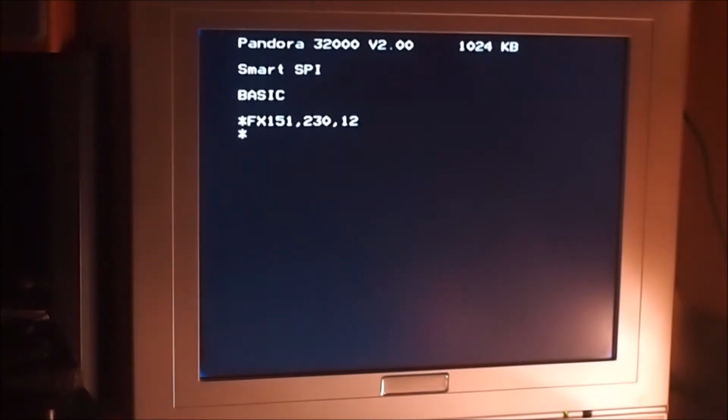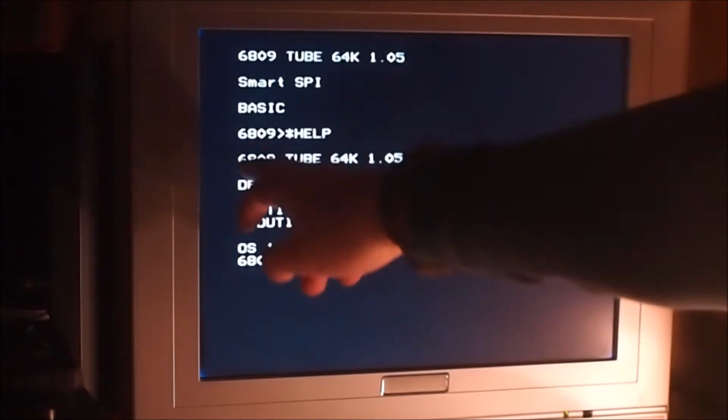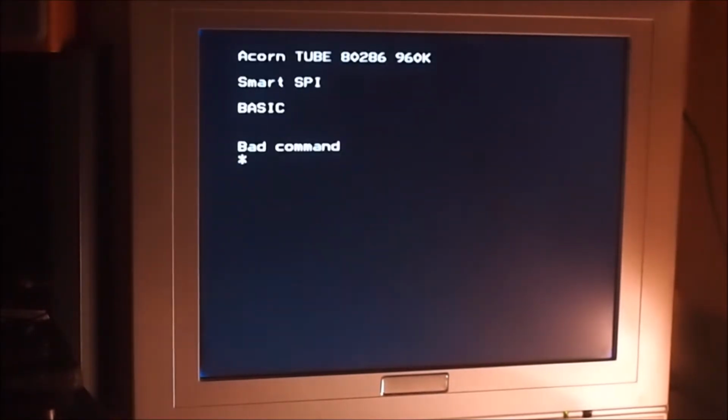Then if we go to 12, we've now got an ARM 2 coprocessor with 4 megabytes. Here we go, we've now got a 6809 with 64K of RAM. There it is. Oops. And look at that. We now have an 80286 with 960K that can run. It's kind of a DOS-ish based operating system.